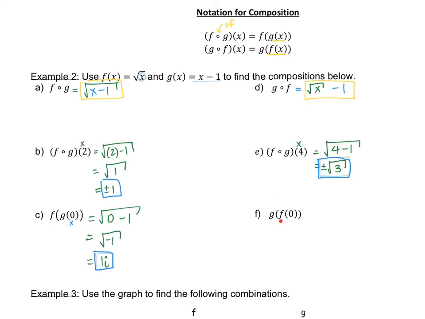And then this one here is g, and inside is f. Again, that's our x value. So this time we're going to take this equation, since it represents this one here. Instead of the square root of x, we're going to put the square root of 0, minus 1. The square root of 0 is 0, minus 1 is negative 1. So that would be my final answer.